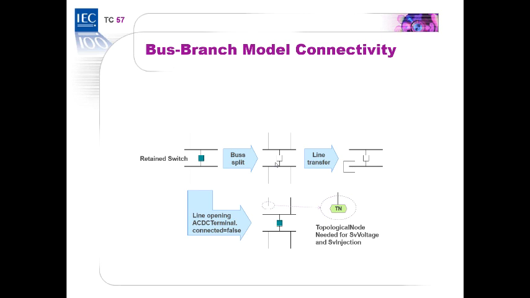As I said before, you can use the AC/DC terminal connected attribute to tell that a line is open-ended. And a long transmission line that's open-ended will still be energized from the other side. So to calculate the voltages at the end of the line, we need a topological node where we can put the SV voltage and injection on that line end.